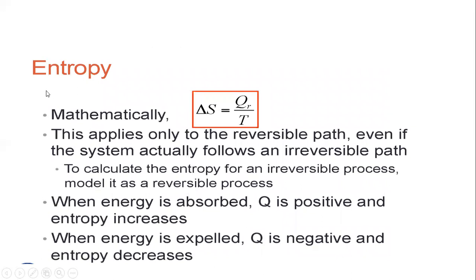The last term is entropy. Mathematically, entropy can be represented as delta S equal to delta Q over delta T. Entropy is basically the disorder of a system. This applies only to the reversible path, even if the system actually follows an irreversible path. To calculate the entropy of an irreversible process, model it as a reversible process. When energy is absorbed, delta Q will be taken as positive and entropy will increase. When energy is expelled, delta Q will be negative and entropy will decrease.